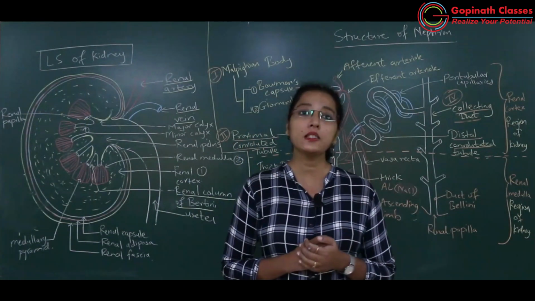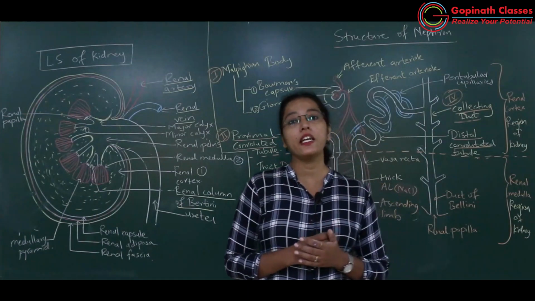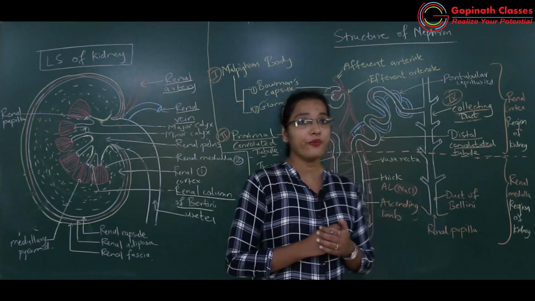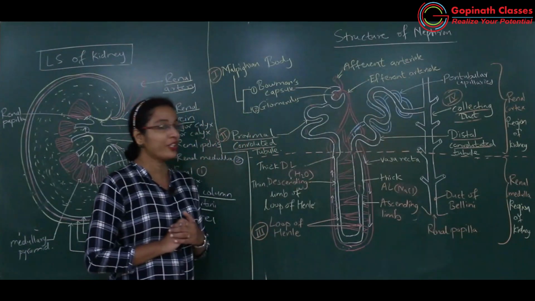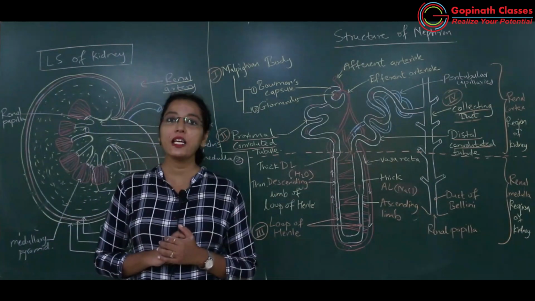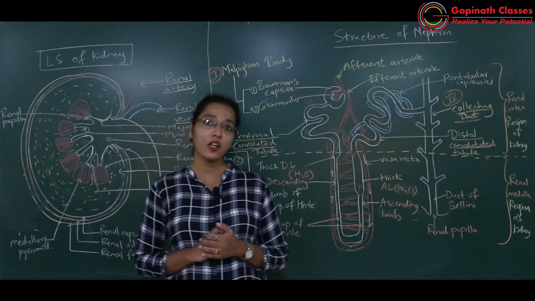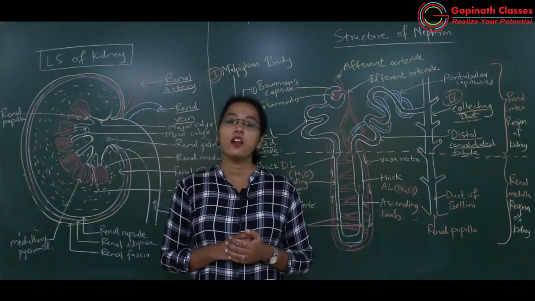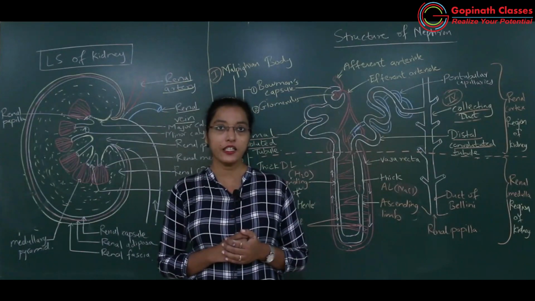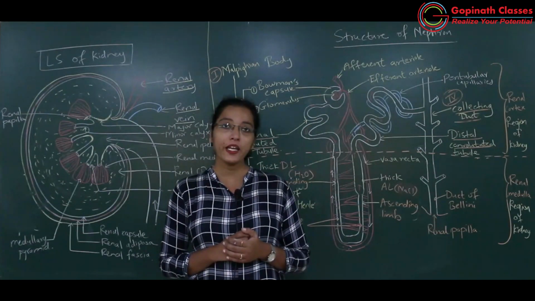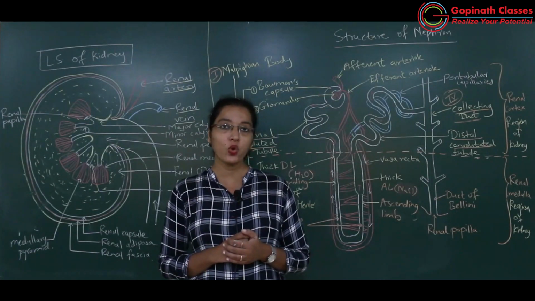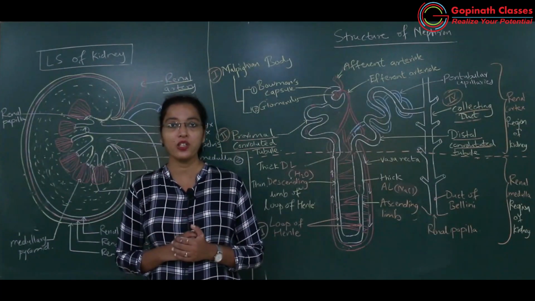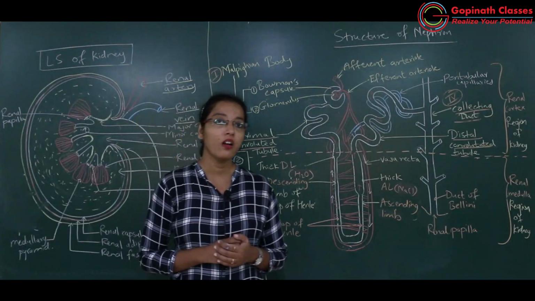Now in this particular session we'll study in detail the structure of the nephron. So what is a nephron? The nephron is the structural and functional unit of the kidney. Last time, when we studied the functions of the kidney, I said the main function of the kidney is elimination of nitrogenous waste, that is urea and uric acid, followed by osmoregulation, that is water and salt balance is also maintained, and it is all possible because of the nephrons present in the kidney.